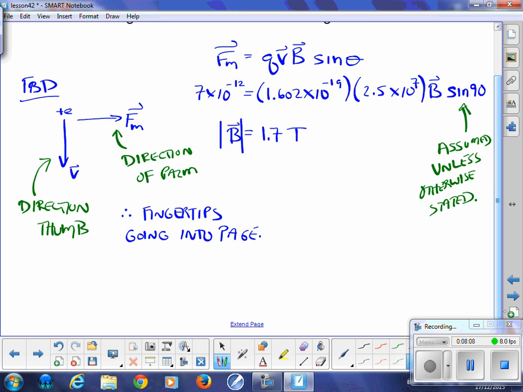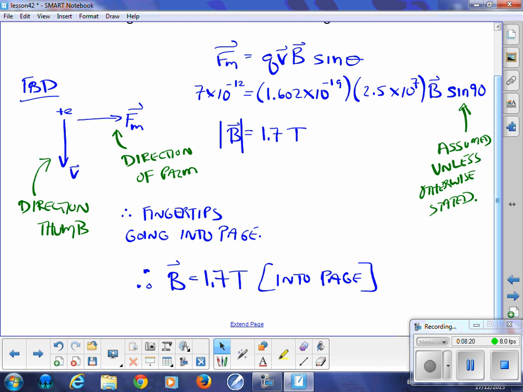So down here below for the final conclusion, therefore, magnetic field 1.7 Tesla and into page. And again, that comes from right-hand rule number 3, our motor principle. Okay, and there we are. That is the answer to that particular problem.